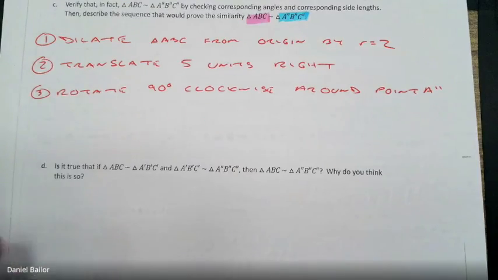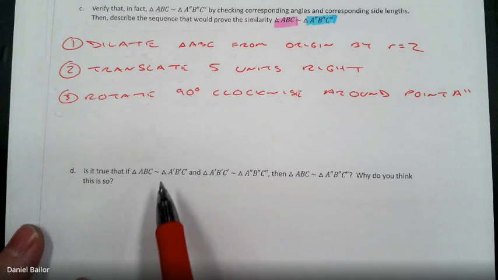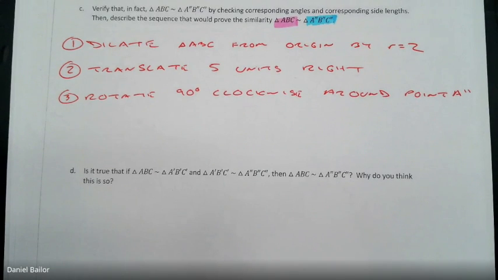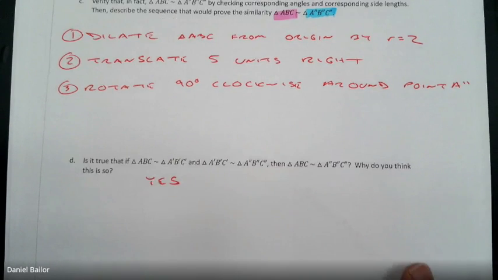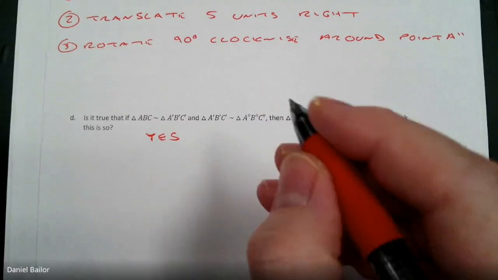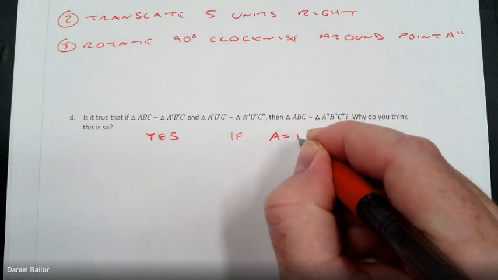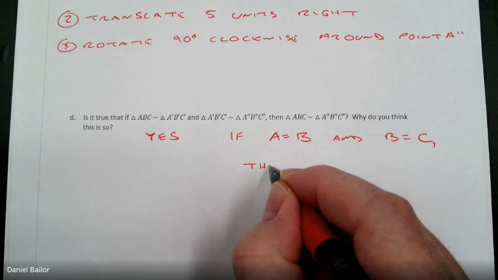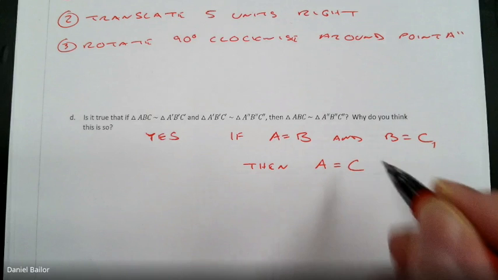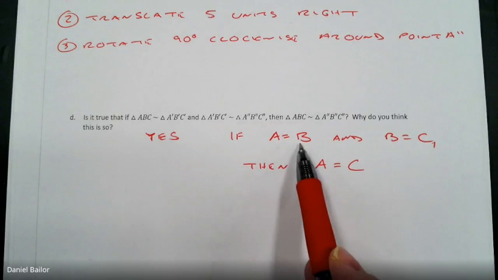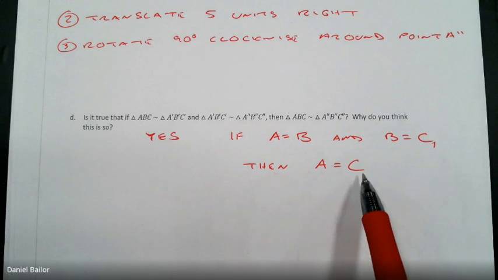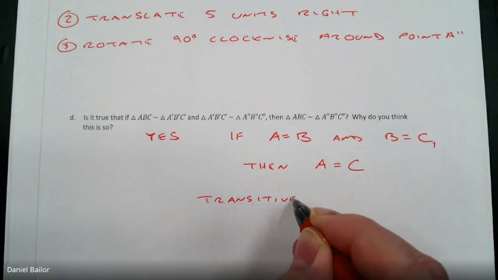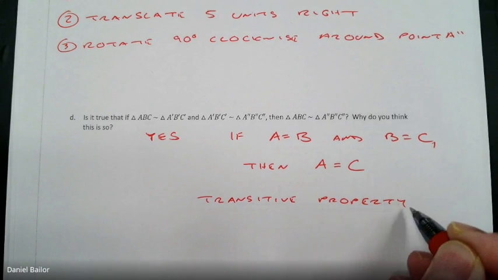Is it true that if the original is similar to the prime and the prime is similar to the prime prime, then the original is similar to the prime prime? Yes. And here's really how mathematicians say this. Yes, this is true. If A equals B and B equals C, then A equals C. A is B and B is C, then A is C. That is what we call the transitive property.